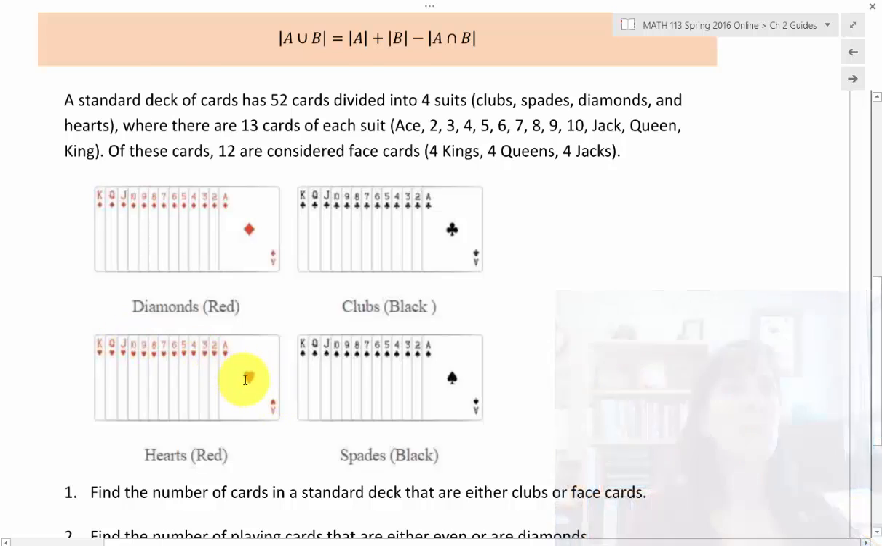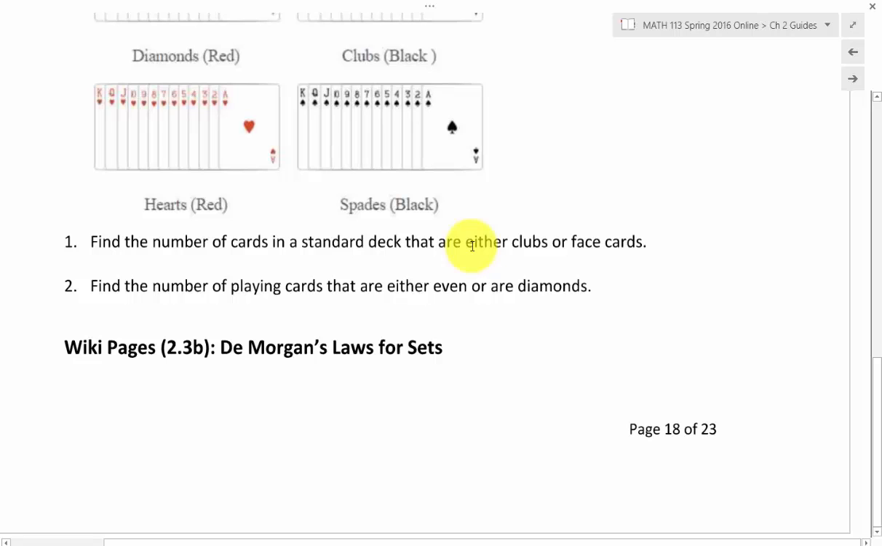as a face card. Find the number of cards in a standard deck that are either clubs or face cards. So either or. So I want clubs or face cards, and I want to know the number of them. To do a union, this is just what we were talking about with the inclusion-exclusion principle. I can find the number of clubs, and I can find the number of face cards, and then I can find the number of clubs that are also face cards.